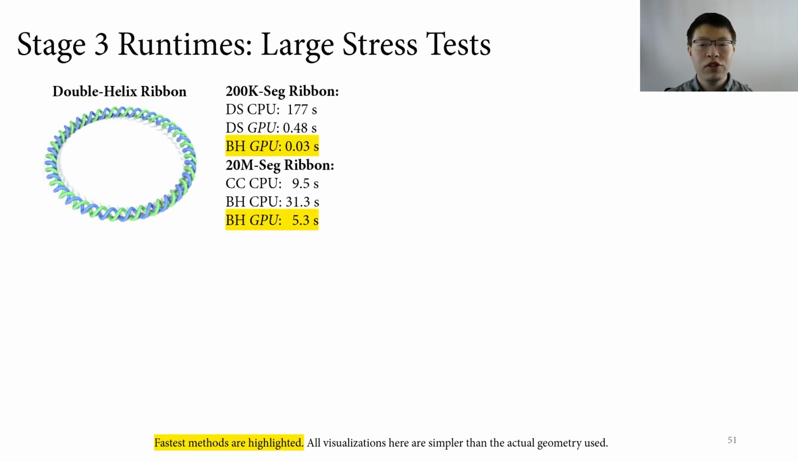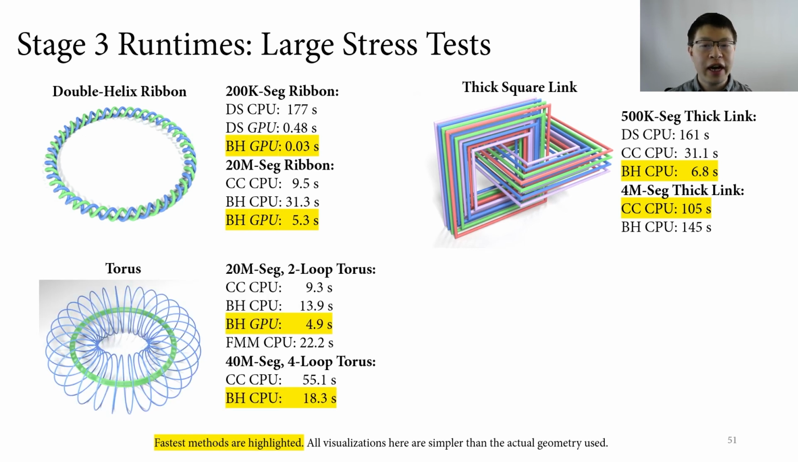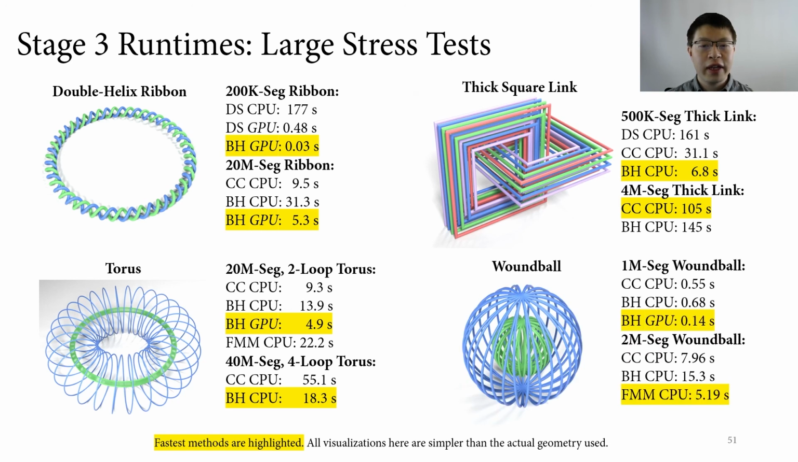We also stress tested with large input. The ribbon has long loops, the thick link has many links, the torus has high linking numbers, and the second wound ball has long segments. As you can see, different implementations win on different stress tests. Also notice the direct summation on the GPU is much faster than the CPU implementation with a 370x speedup.